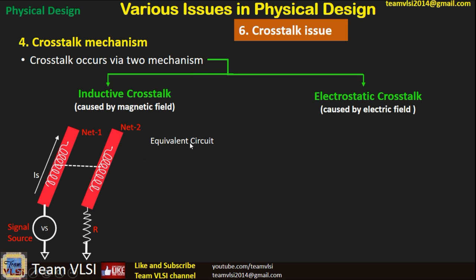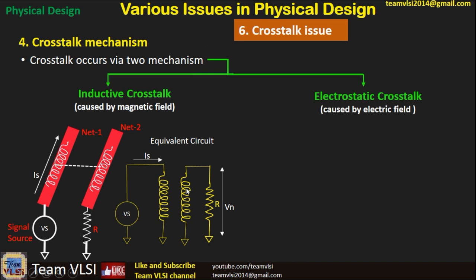Let's see its simple equivalent circuit. We can model it as an inductor carrying a signal, and here is the other net. Due to the mutual inductance, it will develop a voltage across this resistance.